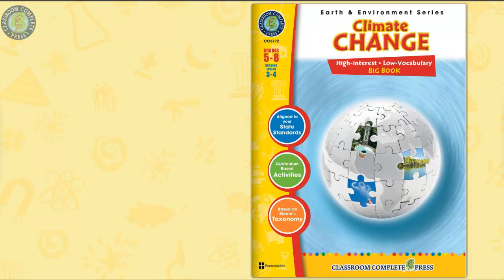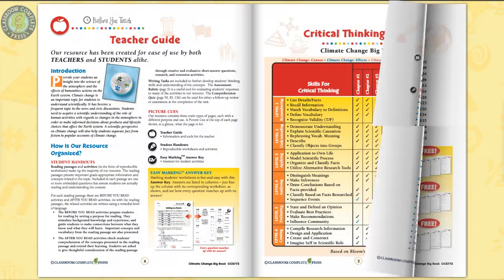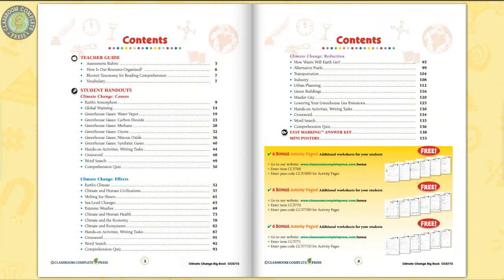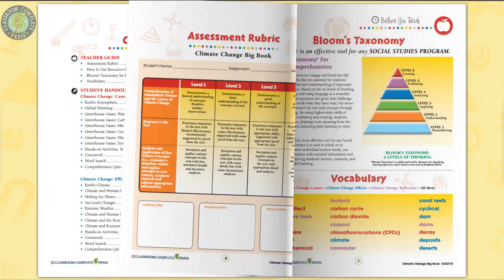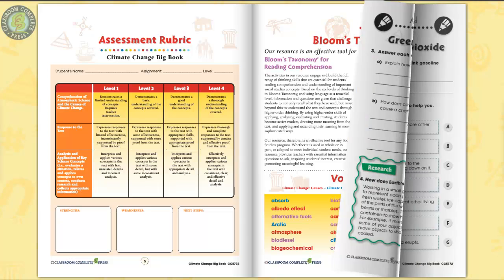Aligned to the state and Next Generation Science Standards, this resource is designed for grades 5 to 8, with a simplified reading level of grades 3 to 4. 170 pages of content within 24 chapters make up the bulk of this unit. We also include an assessment rubric, a critical thinking skills rubric, and a vocabulary list.